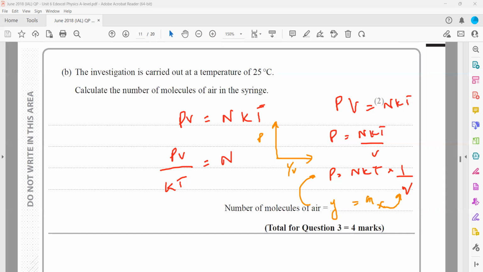So what will be the gradient of this graph? The gradient of this graph was NkT, like our previous answer. So we have the gradient. We have k, which is a constant, 1.38 times 10 to the power minus 23, and the temperature is there. So gradient divided by kT equals the number of particles. Is it clear how we work out the number of particles?